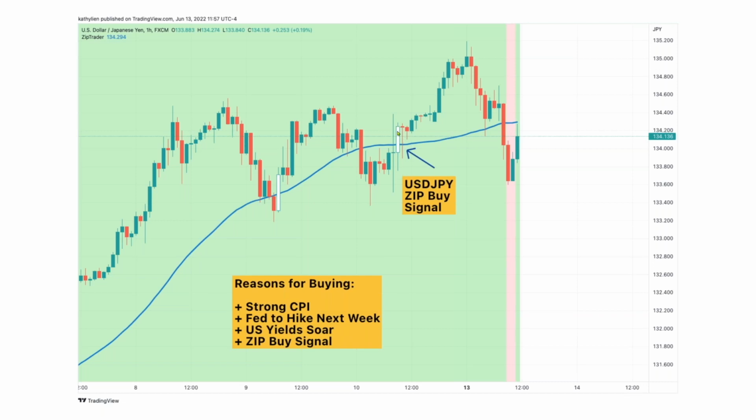But you can see the white candle breaking through the signal line, a green background supporting a positive trend to the upside. Strong CPI, Fed hike, U.S. yields soar. That really was probably the single biggest reason for why dollar yen was going stronger. And of course, she got long here. That was an excellent buy signal on the trade.